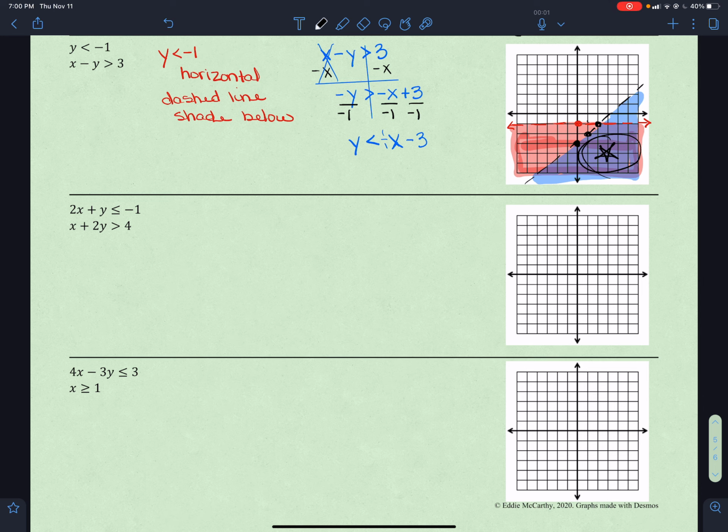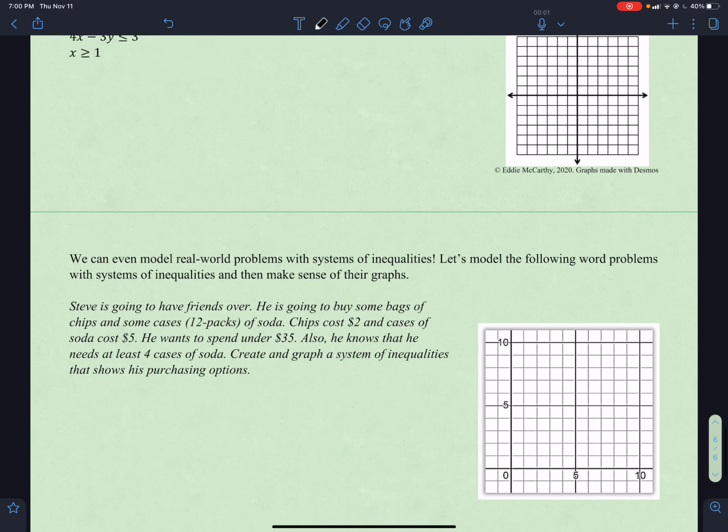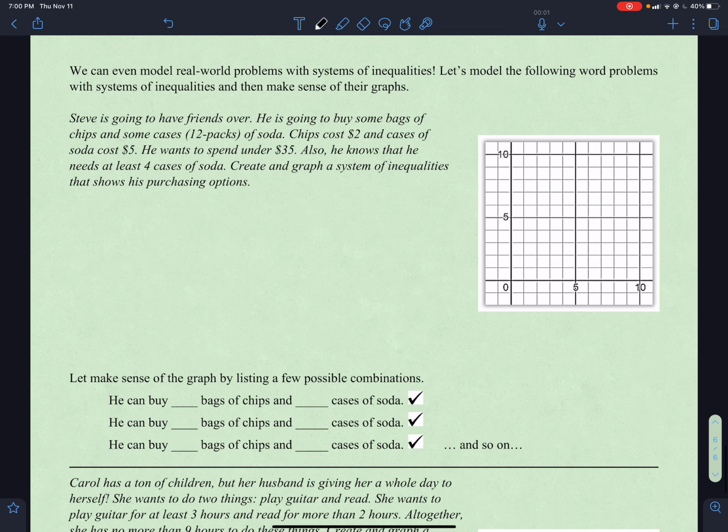Okay? All right, I am going to leave these next 2 on this front page for you to do. Let's turn it over to the back side and let's get through one of the word problems together. Okay? All right, so we can even model real-world problems with systems of inequalities. Let's model the following word problems with systems of inequalities and then make sense of their graphs. So we are going to have to write equations. So we're going to have to come up with all the information that we need here.